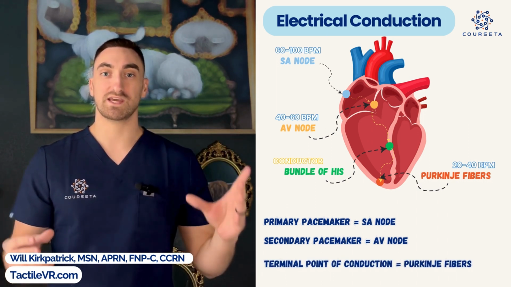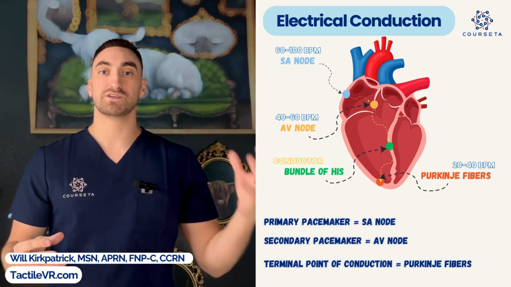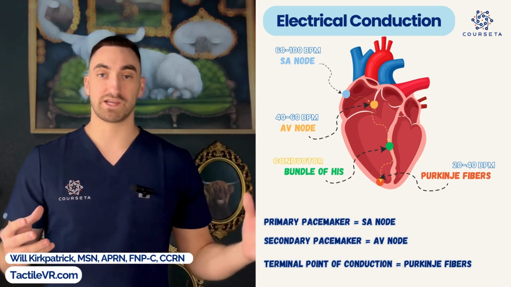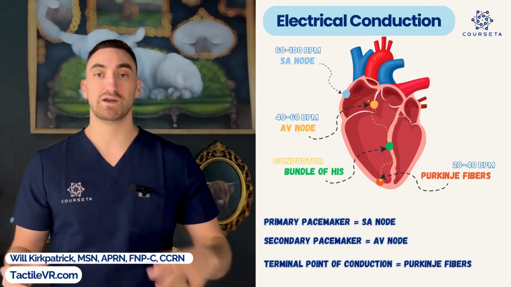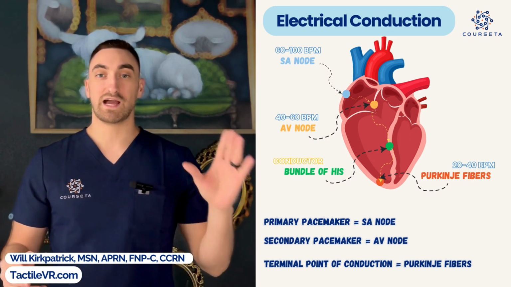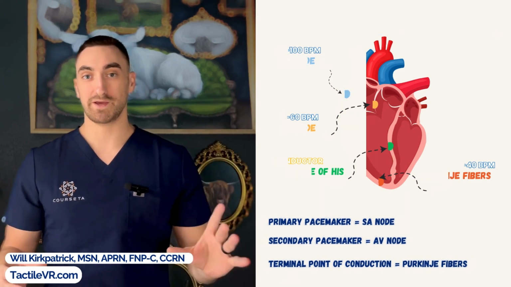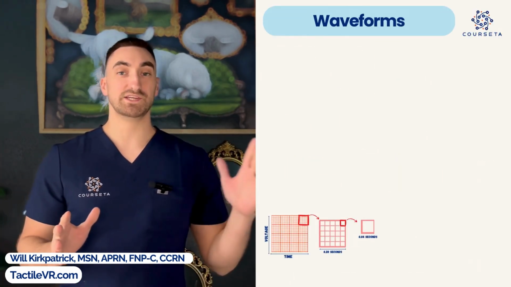Now the Purkinje fibers are terminal of the conduction system. So it actually sits in the bottom of the ventricles to conduct a ventricle contraction. Now, the normal range for a Purkinje fiber, so if we had the SA node fail, the AV node fail, then our last resort is those Purkinje fibers. They are 20 to 40 beats per minute. Now, let's take a look at the actual EKG rhythm itself.